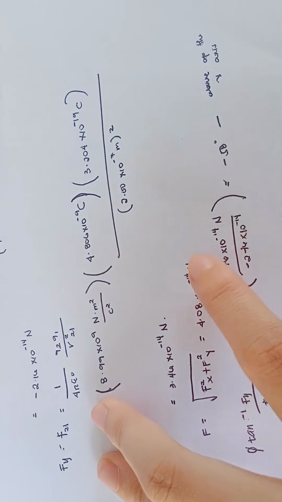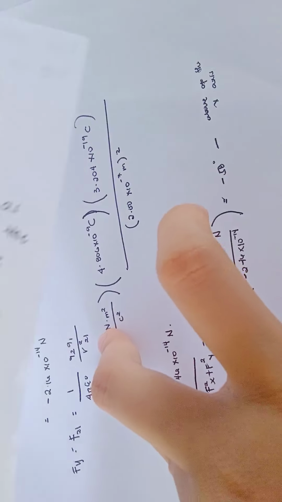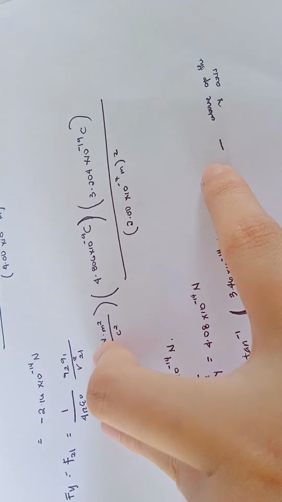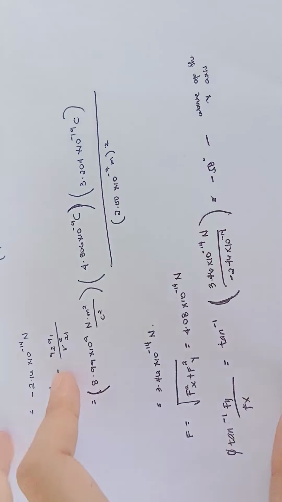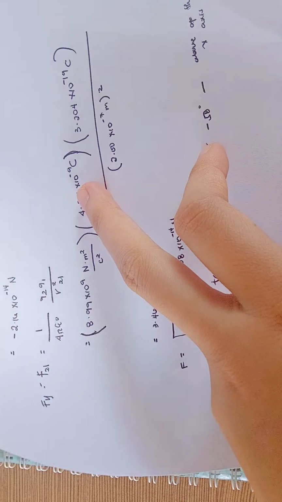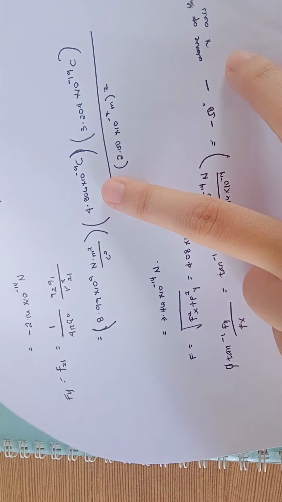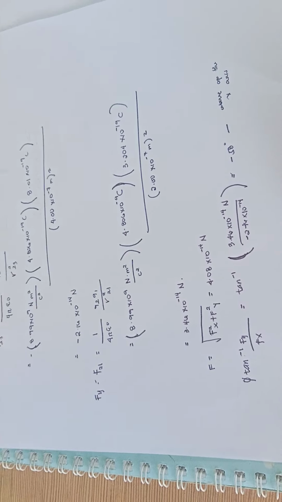So we arrive at the answer of negative 58 degrees, so it is above the x-axis. The 58 degrees is above the x-axis.